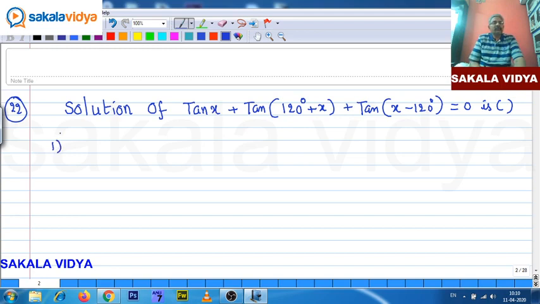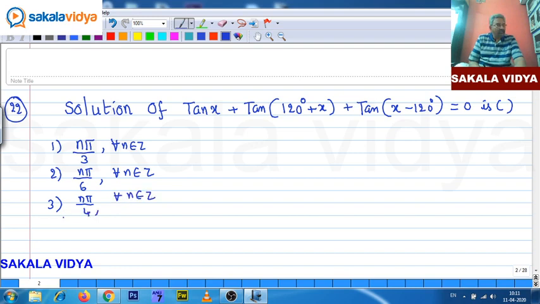First option, n pi by 3 for every n belongs to Z. Second option is n pi by 6 for every n belongs to Z. Third option is n pi by 4 for every n belongs to Z. Fourth option is n pi by 2 for every n belongs to Z.